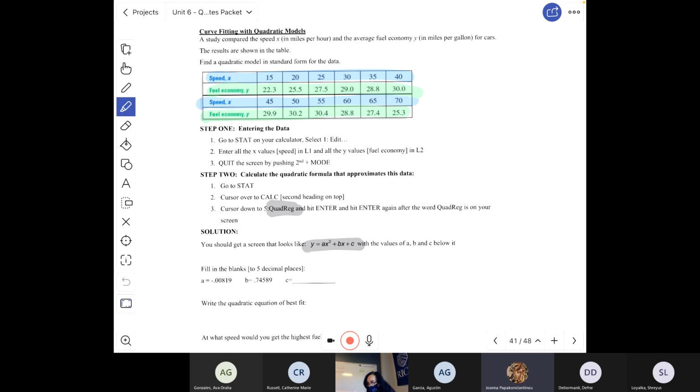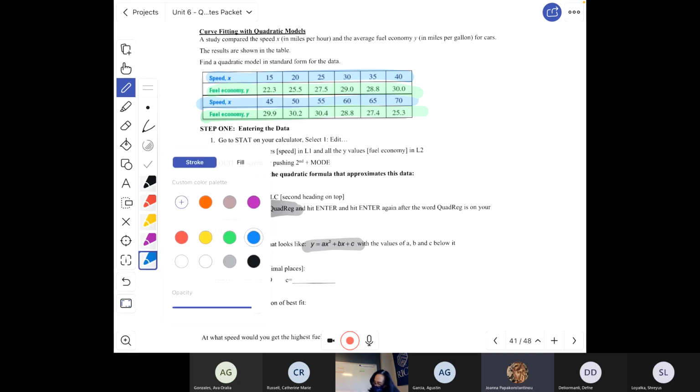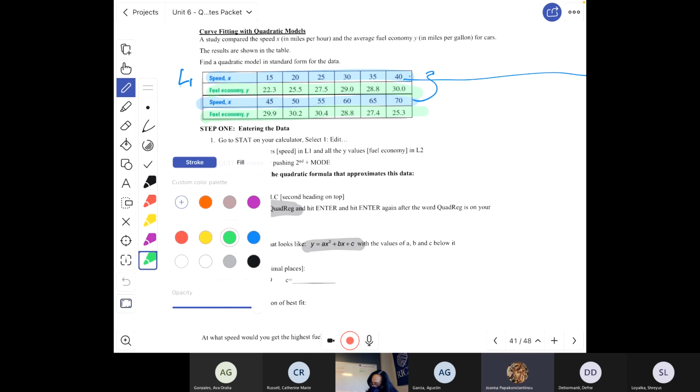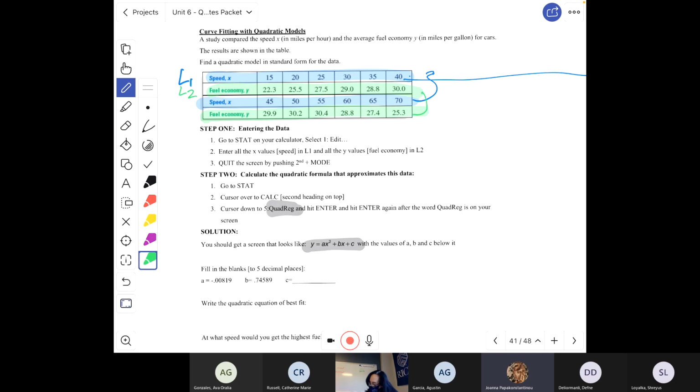Does anybody need me to walk through the steps, or can you do them? Did you enter in both tables in one? In one, yeah. So this would be list 1, for example. List 1 would go like this and then would continue here, right? And list 2 is your fuel economy, your output. Does that make sense? Yeah. Okay, so they just made it easier. Yes, or more confusing depending on how you interpret that.